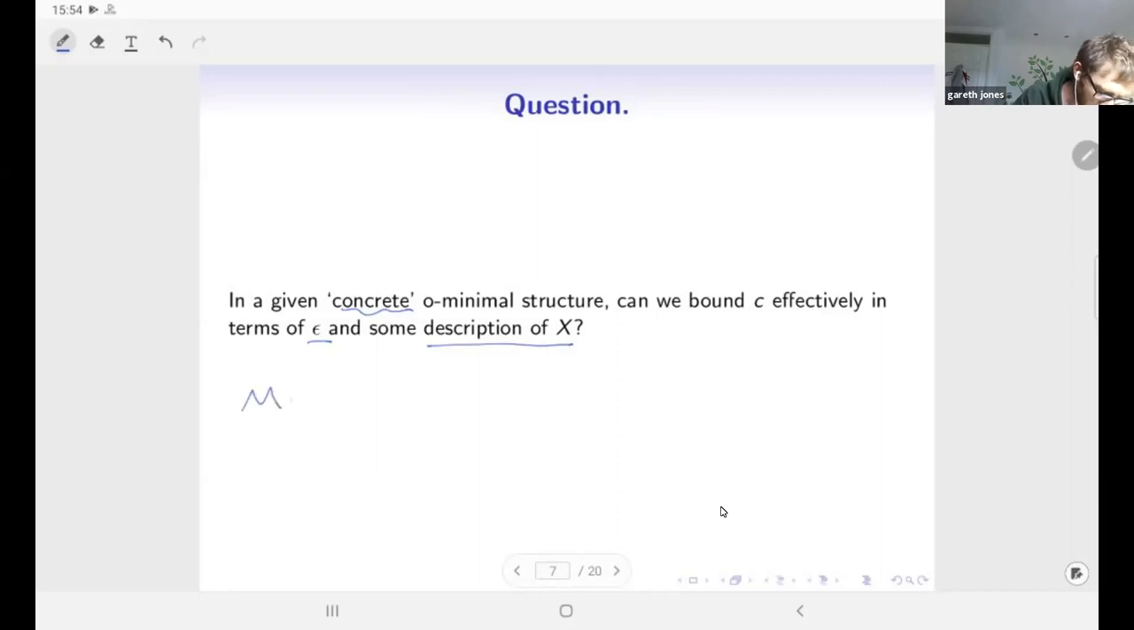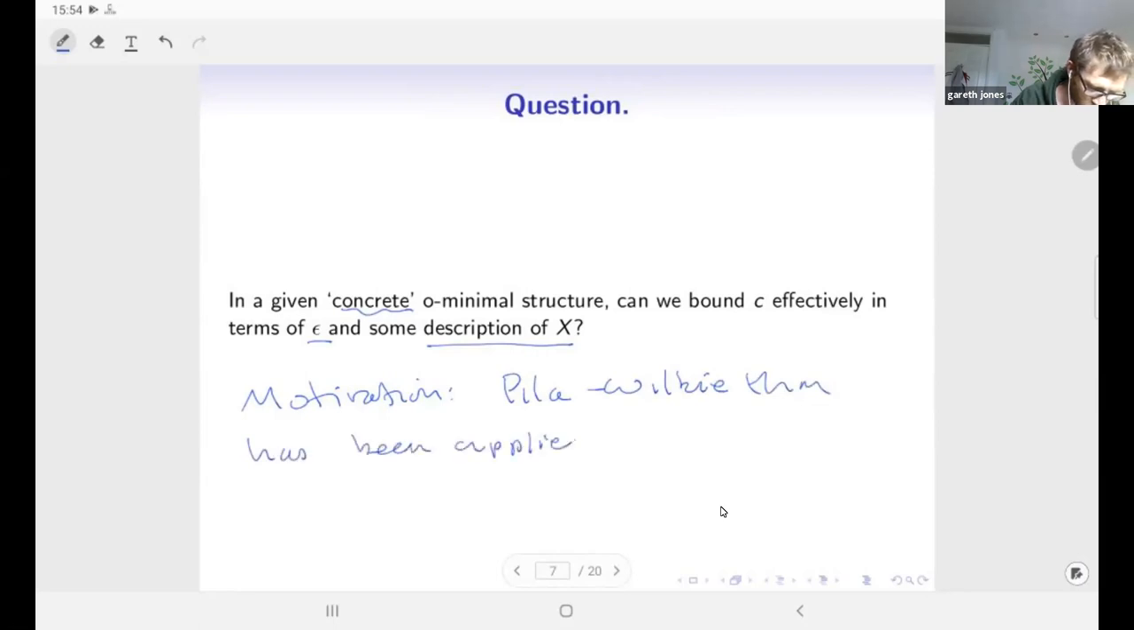So what's the motivation for this? The motivation is that the Pila-Wilkie theorem has been used in diophantine geometry. And it's kind of the most basic cases of the application, say you get some finite set of points, and what we'd like to do is be able to describe that set of points, give a way of computing them in terms of the data of the diophantine problem. Now, in some of the applications of Pila-Wilkie, the main obstruction to doing that is the Pila-Wilkie theorem.